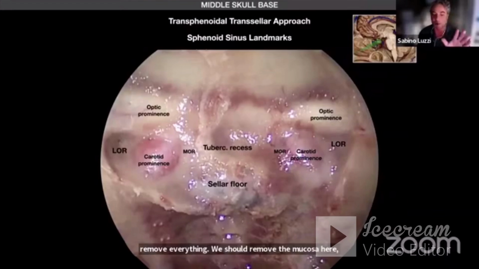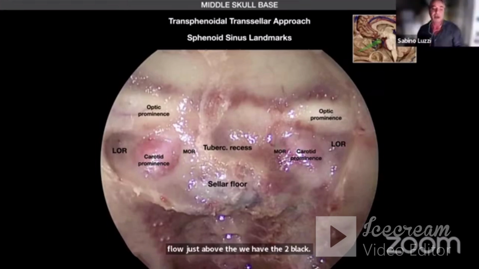One of the most important, the central structure, is the bulge of the sellar floor. Just above this, we have the tubercular recess, and inferiorly to it, we have the clival recess here. And also, we have two further bulges here. The first one is the bulge of the carotid prominence.